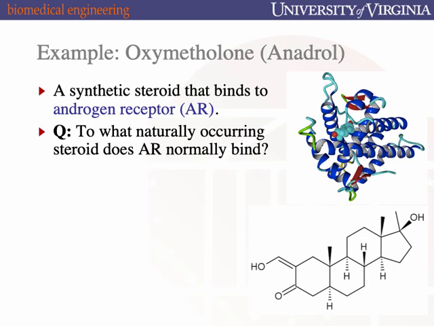So anabolic steroids. Here's an example of one. Chemical name, clinical name, chemical structure shown here. This anabolic steroid binds to the androgen receptor. It is an analog of androgen or testosterone.